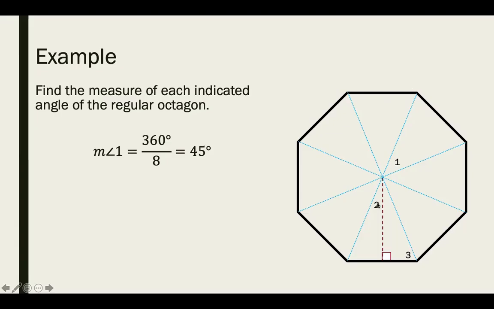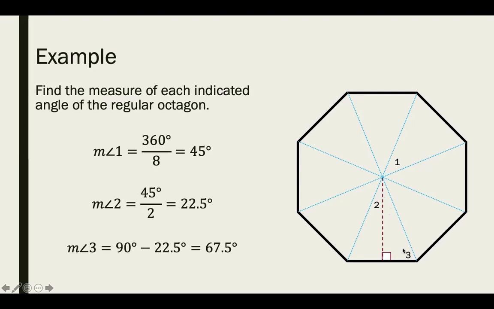Now you'll notice angle 2 is just half of a central angle. From here to here would be 45, so to find angle 2, we just divide that by 2. And we get 22.5 here, and we'd also get 22.5 right here. Now to find angle 3, we have a triangle with a 90-degree angle, a 22.5 degree angle, and angle 3. So 180 degrees between them means that this plus this has to be 90. So if we do 90 minus that 22.5, we get angle 3 being 67.5.